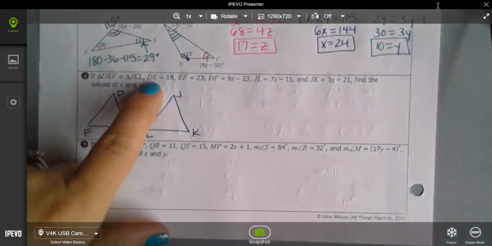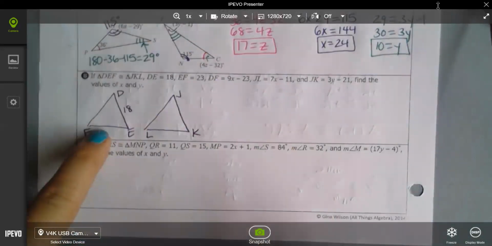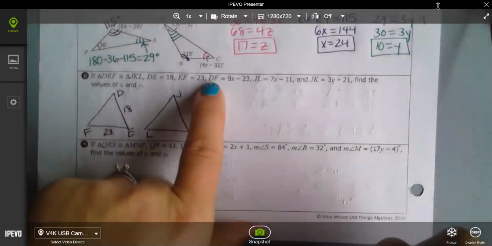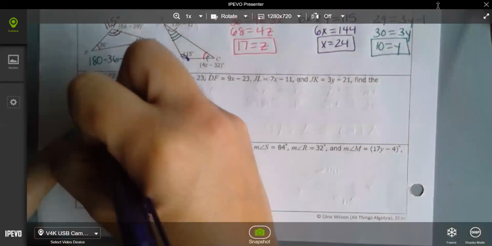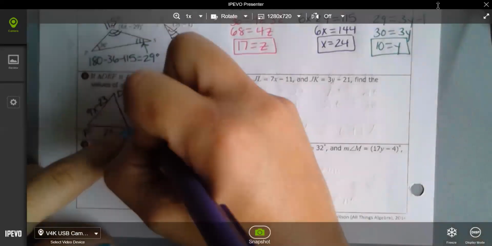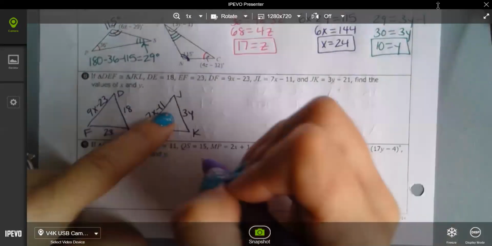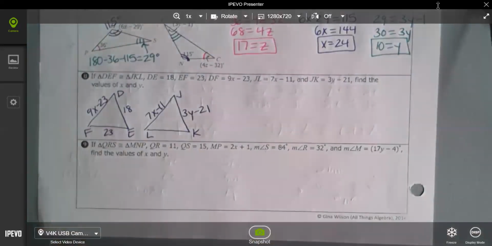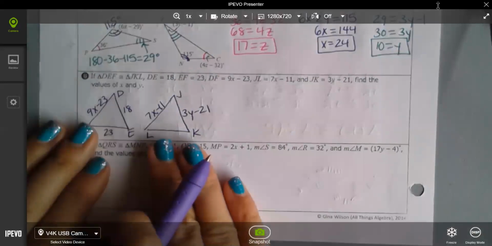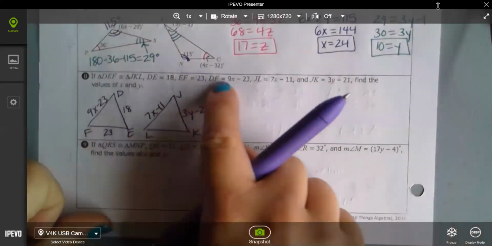It tells me that DE is 18. EF is 23. DF is 9x minus 23. These are side lengths. JL is 7x minus 11. JK is 3y minus 21. Find the values of x and y. So I drew my triangles the same. I labeled them in the same order, and then I labeled all of my pieces.